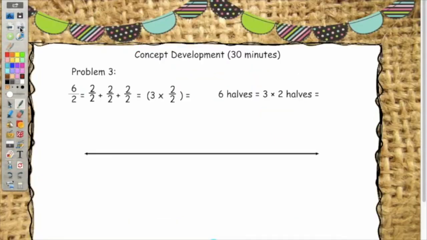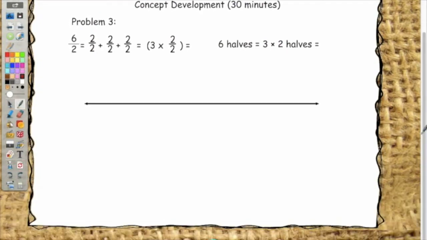Let's look at the next problem. Now this one changes things, because I've got 6 halves. Repeated addition is 2 halves plus 2 halves plus 2 halves. You can write it as a multiplication sentence, but when I solve this, it's going to be more than 1 whole. 6 halves, remember this is a division problem. 6 divided by 2 equals 3, so my answer is 3. And this one would be 3 ones.